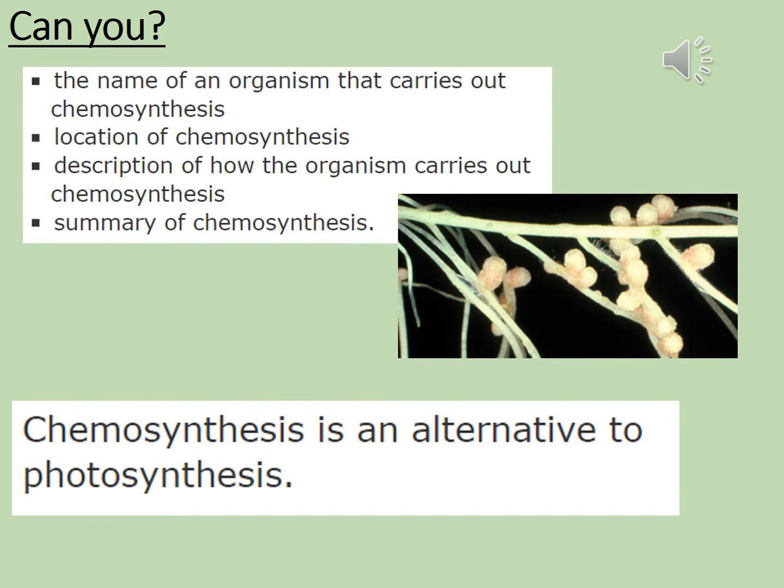So, chemosynthesis is the alternative to photosynthesis. For your assessment, you need to be able to really identify organisms that carry this out, where it happens, and a description of how it happens. If you can summarise chemosynthesis, that would be a really good idea at this point.